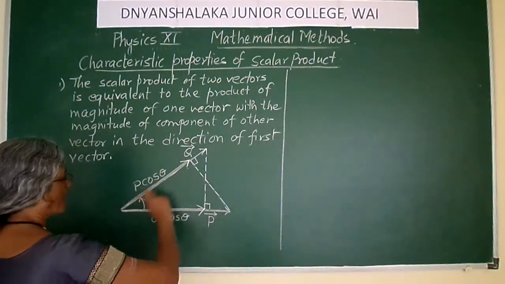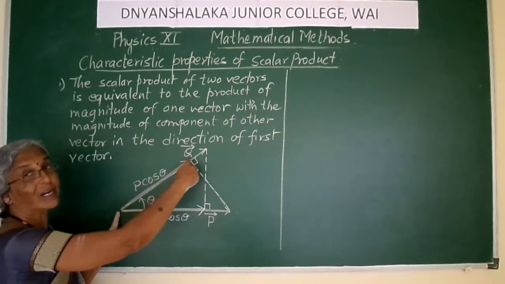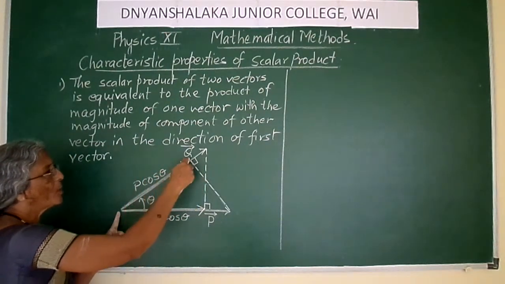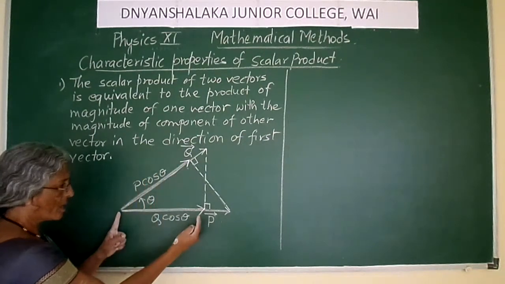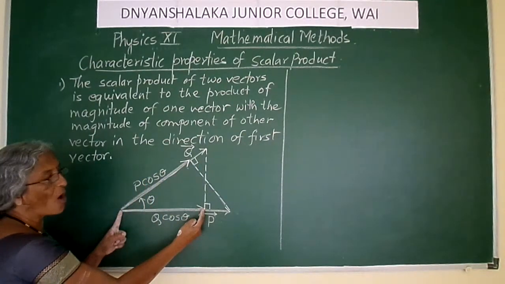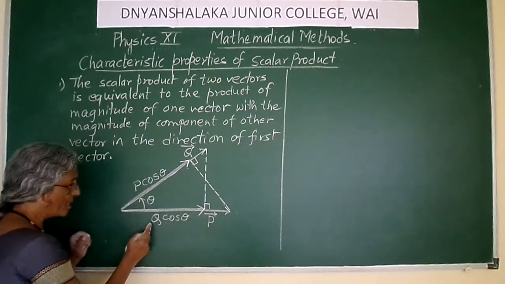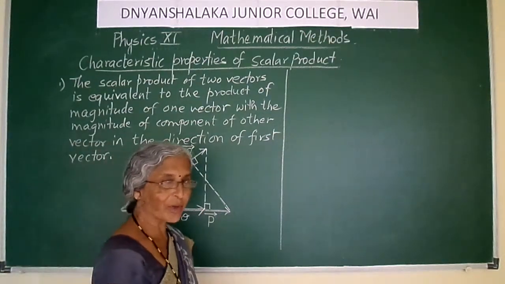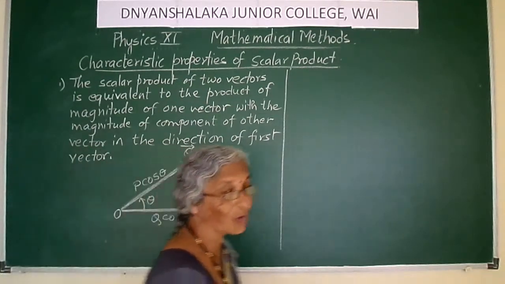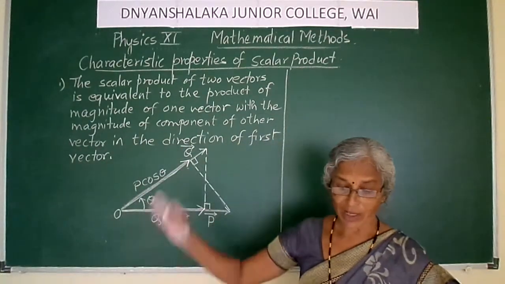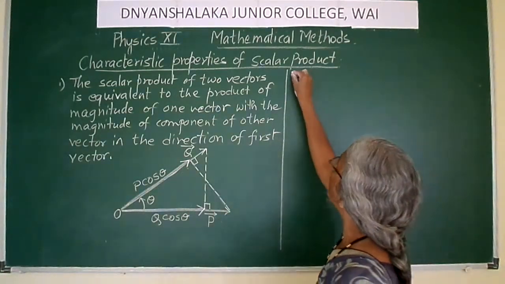So this is the component of P in the direction of vector Q, and this component of P in the direction of vector Q is P cos theta. This is the component of vector Q in the direction of vector P, and it is Q cos theta. Have you got this? So, this is the point of origin of the two vectors. Have you all got this? This should be drawn in your notebooks.